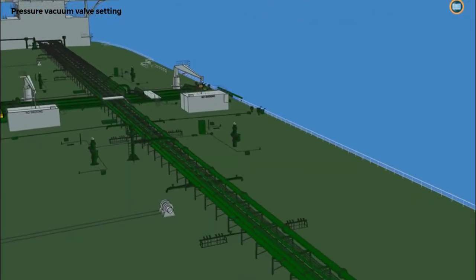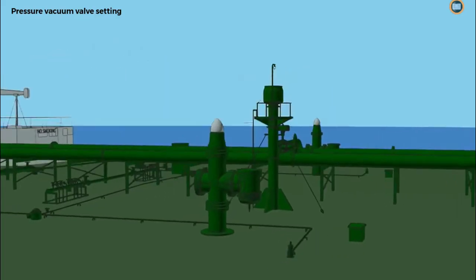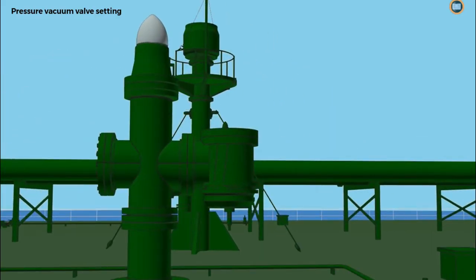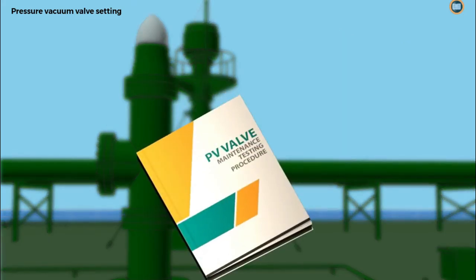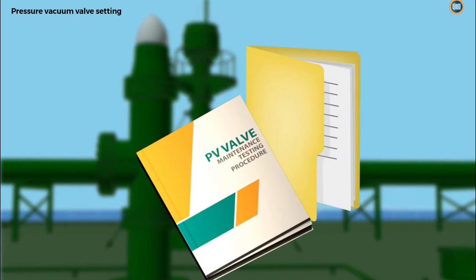One of the most important control measures to consider is the operation of the cargo tank pressure vacuum valves, also known as PV valves. These should always be inspected and checked for functionality before loading. There should also be maintenance and testing procedures in place that are in line with SOLAS and the manufacturer's requirements.